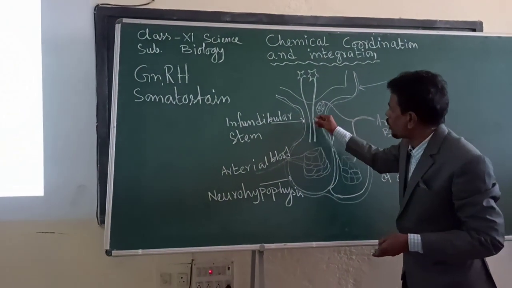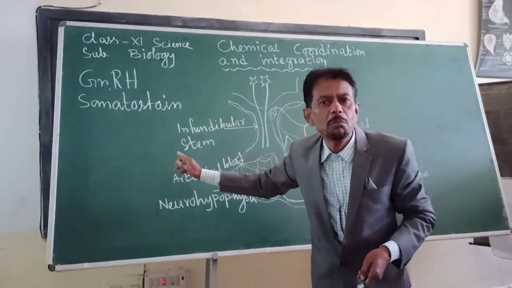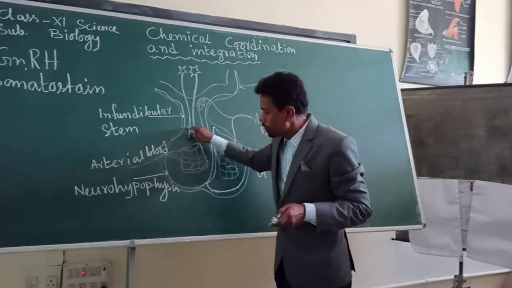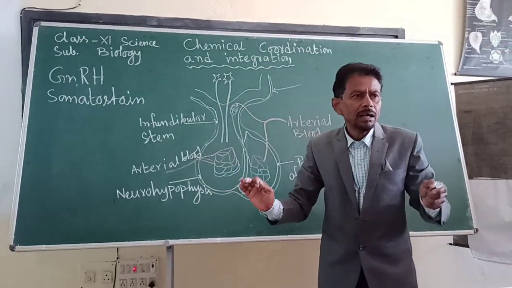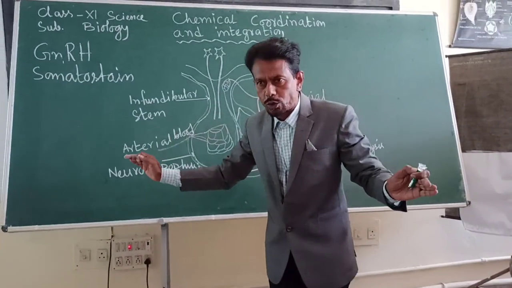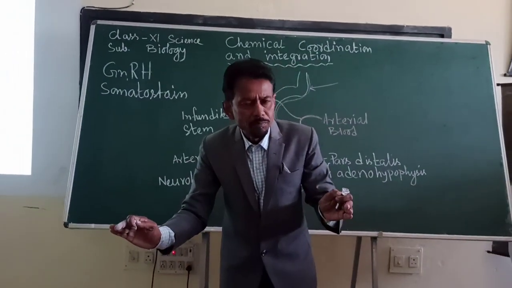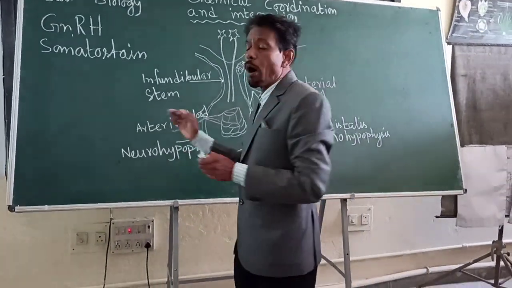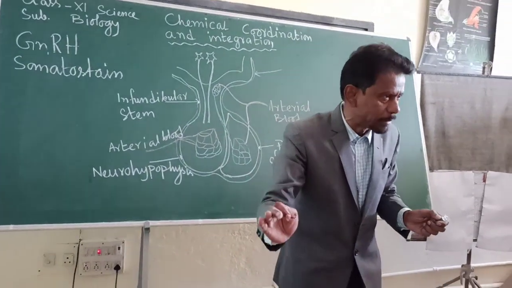Within this, the pituitary gland is attached to the base of the hypothalamus by means of a stalk. This is the stalk, what you call the infundibular stem. Now, the pituitary gland has two main parts. What are the two main parts? The anterior pituitary gland, otherwise called pars distalis or adenohypophysis. Actually, the anterior pituitary gland is called adenohypophysis.